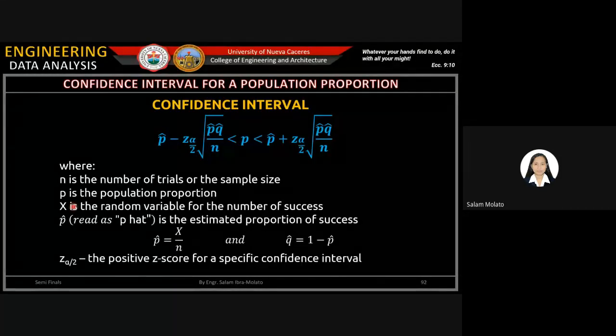Okay. So, N is, again, the number of trials or the sample size. P is the population proportion. Ito yung ini-estimate natin. X is the random variable for the number of successes. P hat is the estimated proportion of success. To compute that, all we need to do is get the X, or the number of successes, divided by the number of trials.